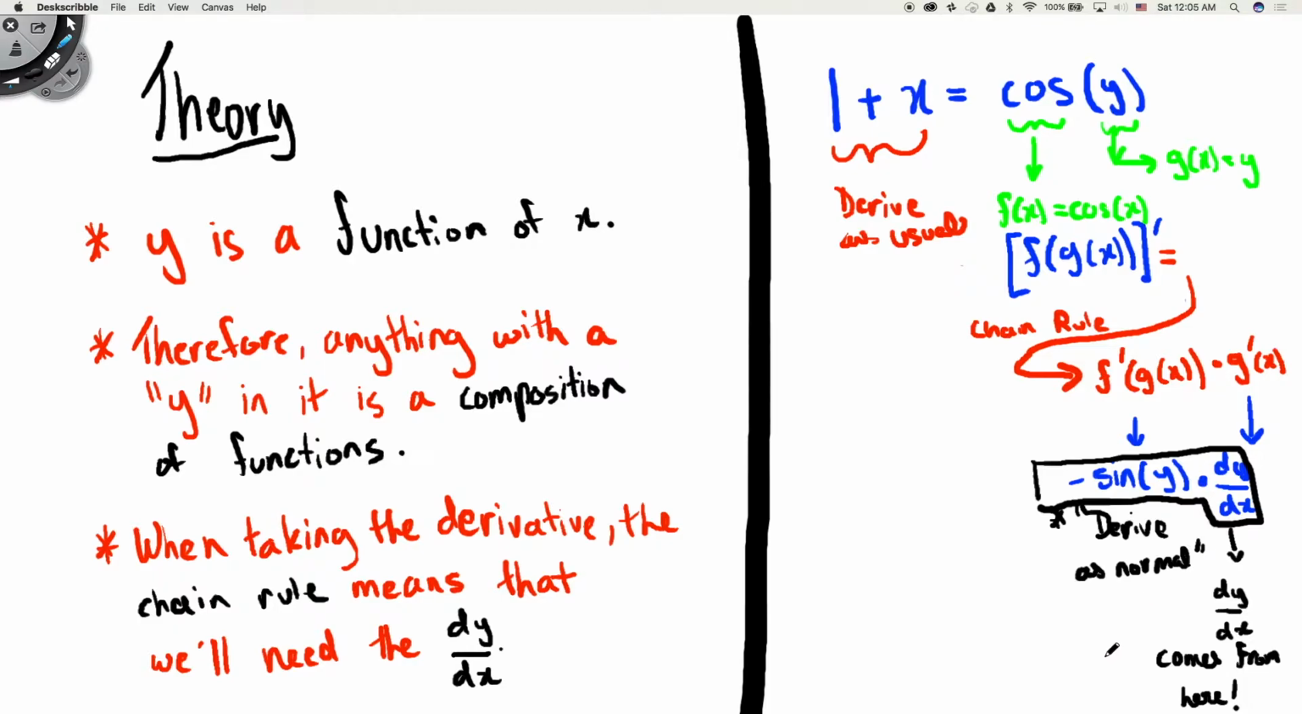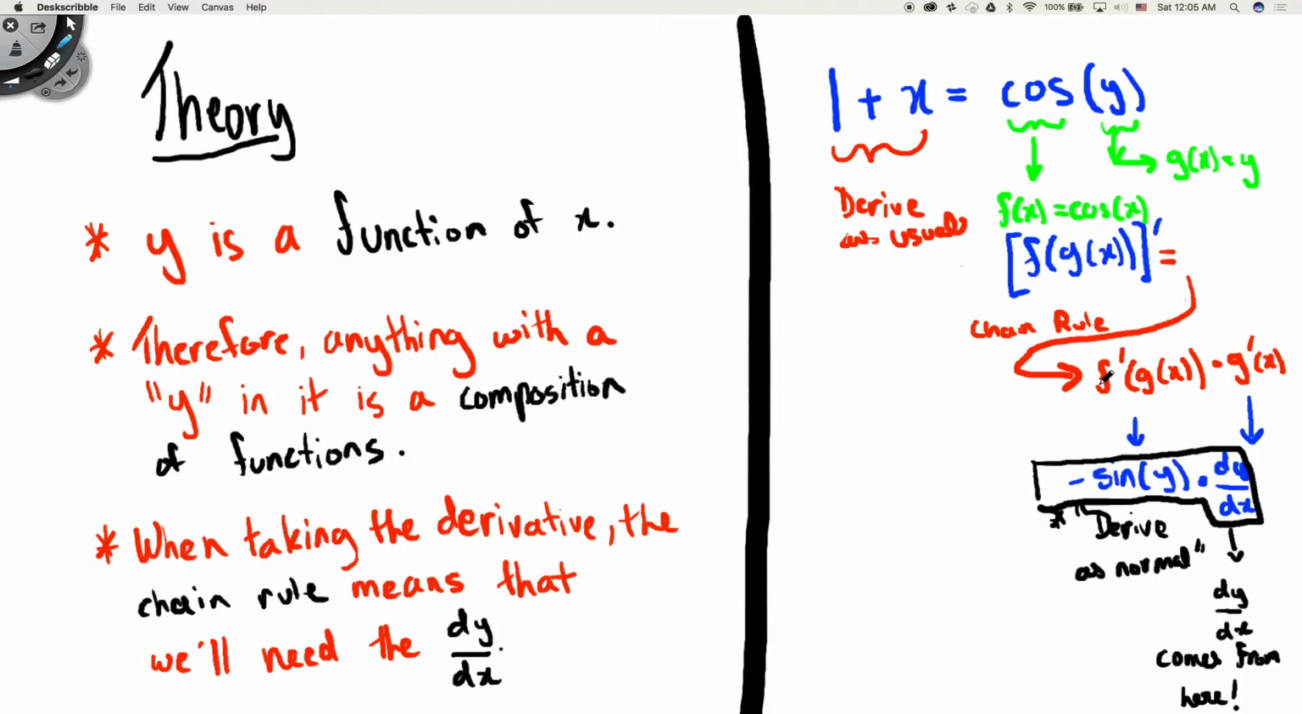All right, so quick recap. We're going to assume that y is a function of x, okay? Therefore, anything with a y in it makes it a composition of functions. That's what we see here. The cosine of y: our outer function is the cosine of x, and our inner function is y, which we can say because y is a function of x. And therefore, when taking the derivative, the chain rule means that we'll need to have the dy dx.